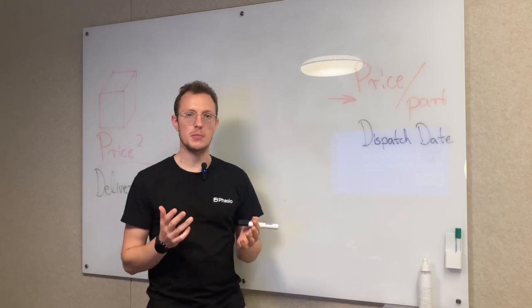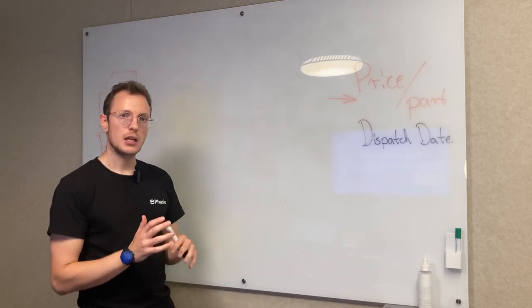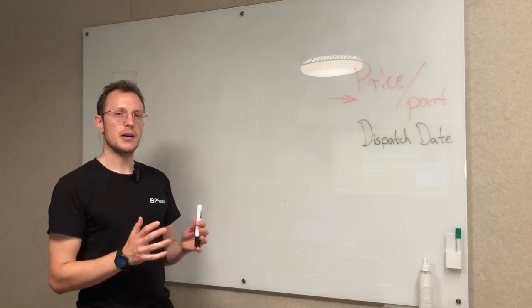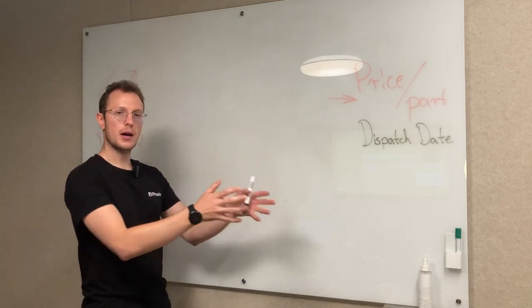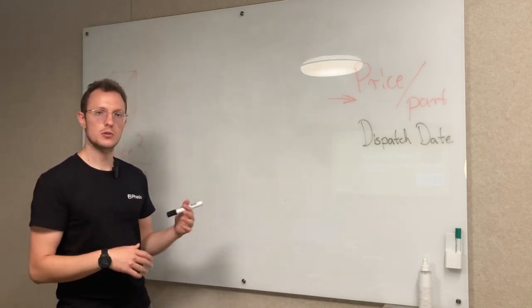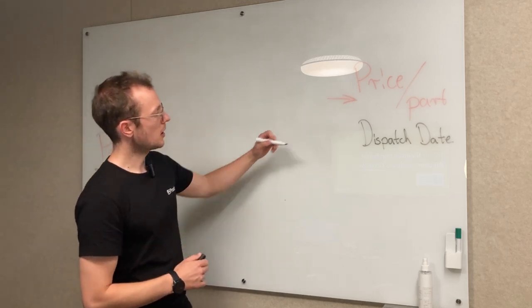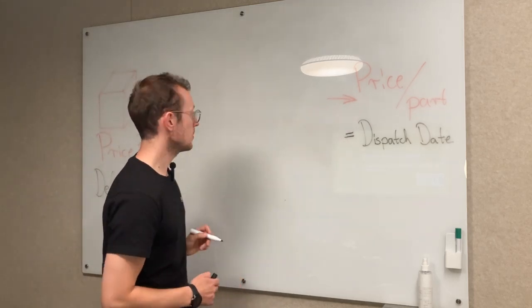And the dispatch date means on which day, given the part and everything and the quantity, can I send these parts out? So on which day can I give these parts to DHL or UPS or FedEx or whatnot to send them to the customer? So let's take a look at how to calculate this, right?